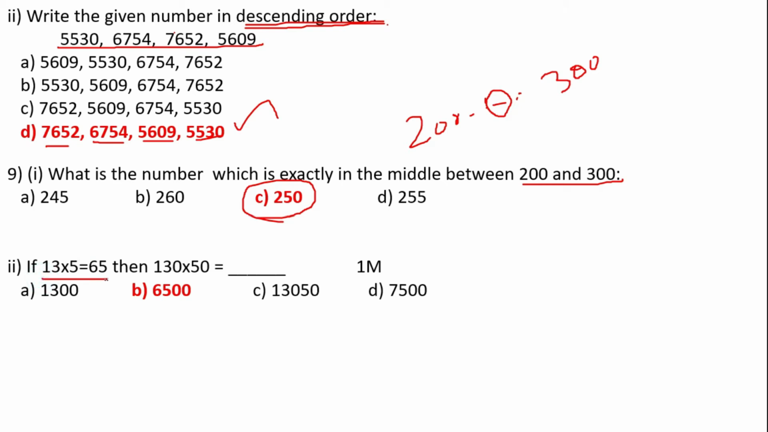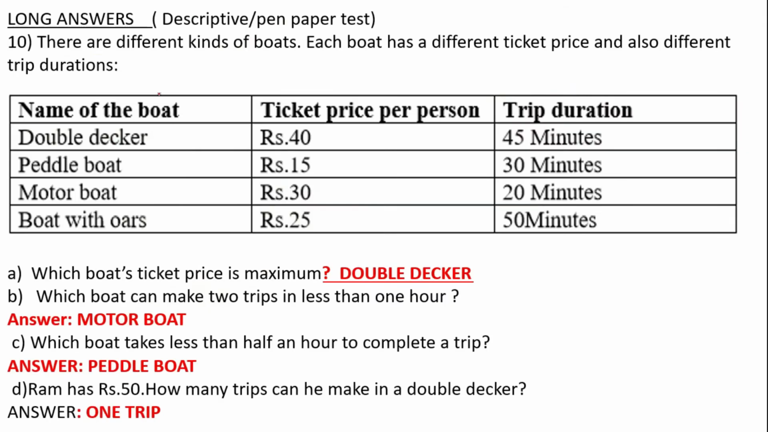13 multiplied by 5, the answer is 65. If you multiply 130 into 50, 13 5s you know very well, answer is given 65. So what you have to do, put this 20 with the answer. So 6500 will be the answer.